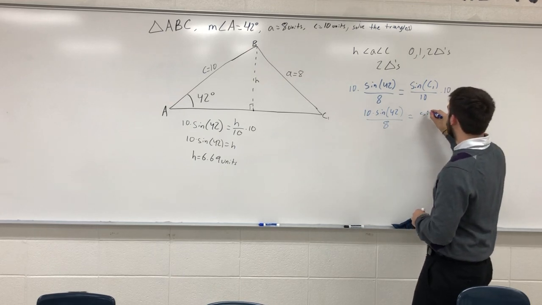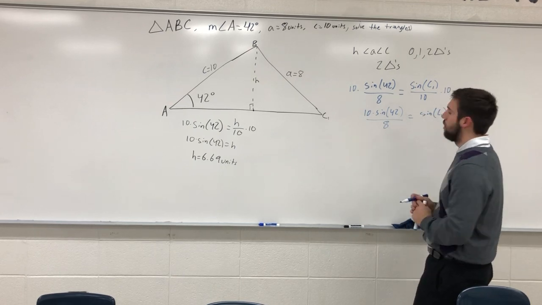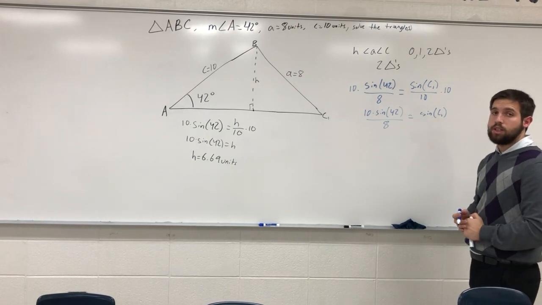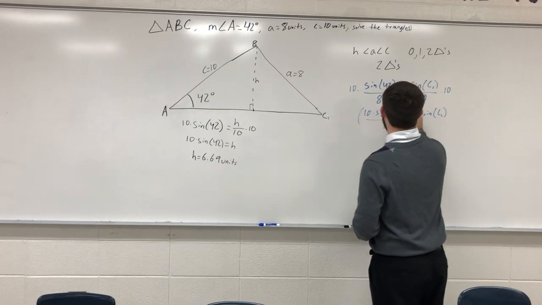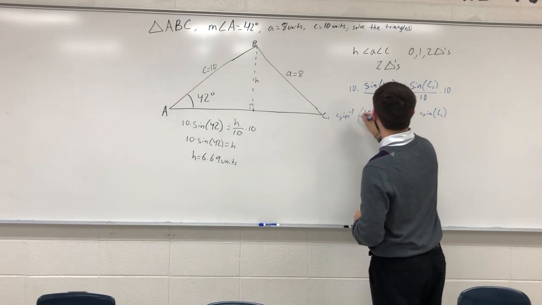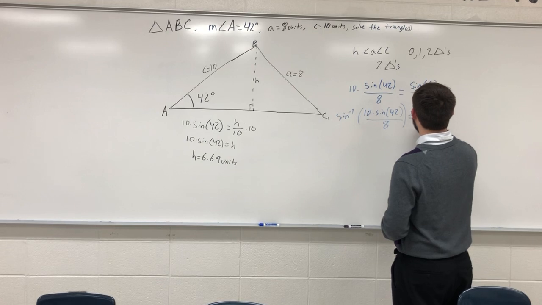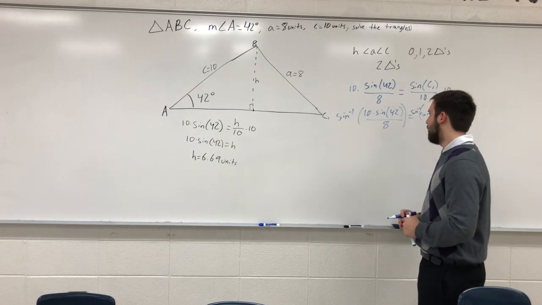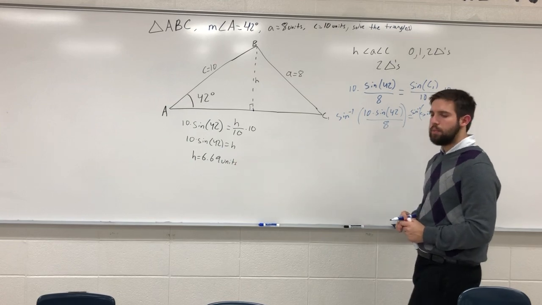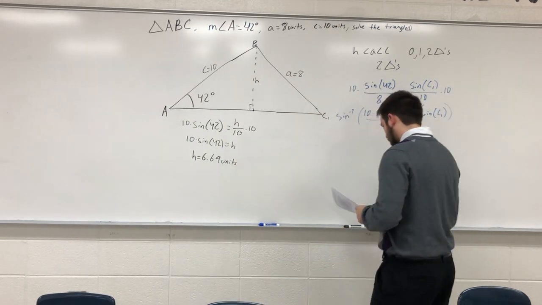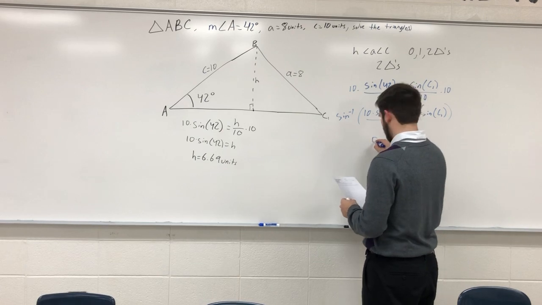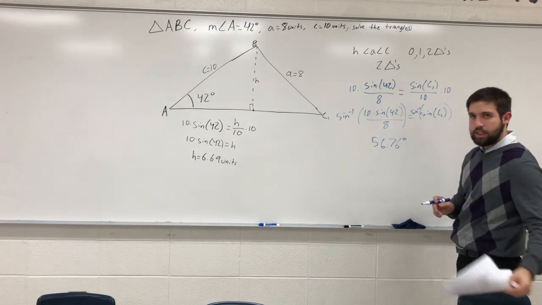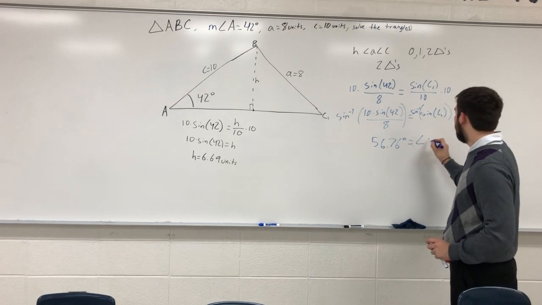Now, to get C1 by itself, I need to take the inverse sine of both sides. I'm going to type this directly into my calculator: inverse sine of 10 times sine of 42 divided by 8, and I get 56.76 degrees. And that equals my angle C1.